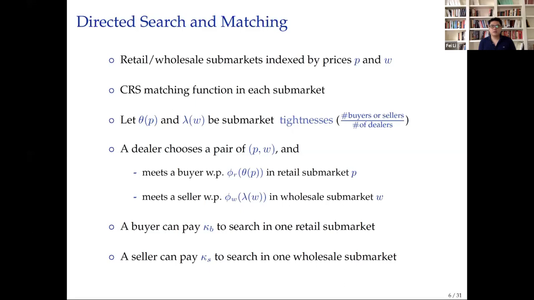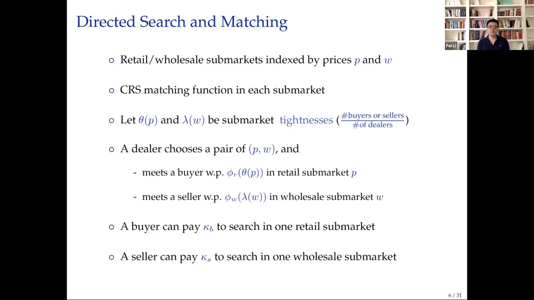All right, so the buyer set and the seller set will be extremely simple. We're going to assume if a buyer is willing to pay a flow cost kappa B, he will be able to search in exactly one retail submarket at that moment. And if a seller is willing to pay a search cost kappa S, he will be able to search in exactly one wholesale submarket at that moment. So the dynamics you can see are going to be on the dealer side, just like in labor search, the dealer will be the worker, and buyer and seller will be the firm.